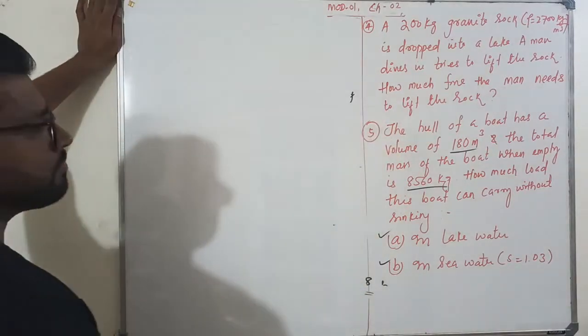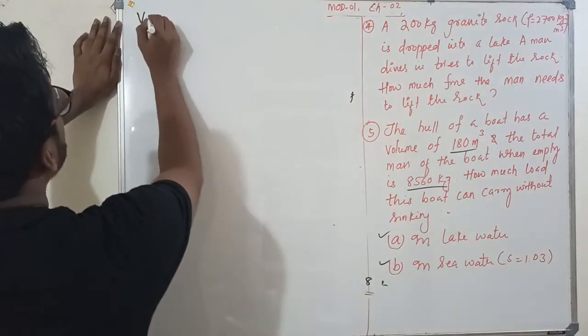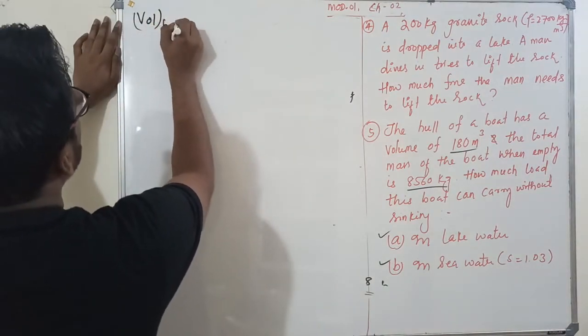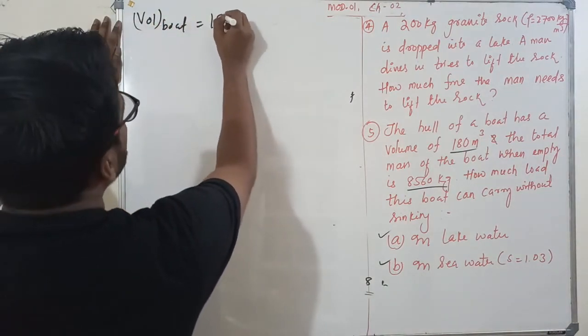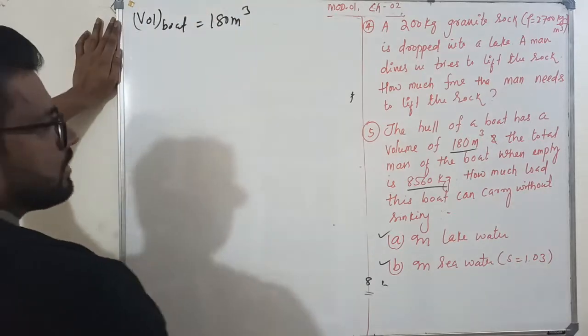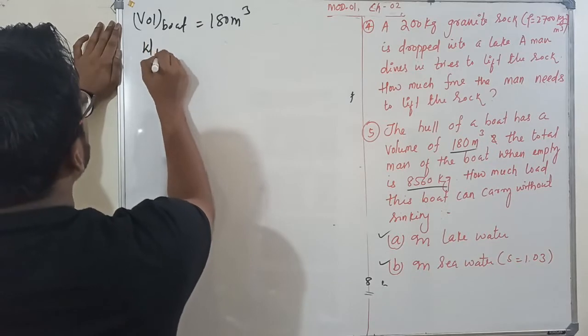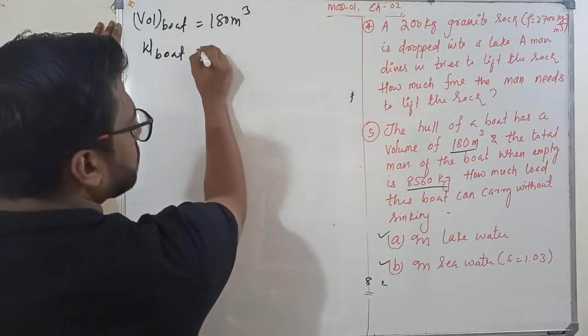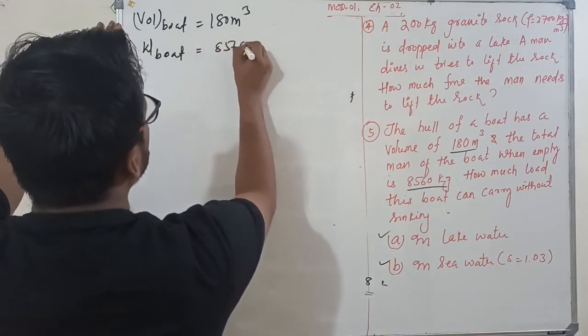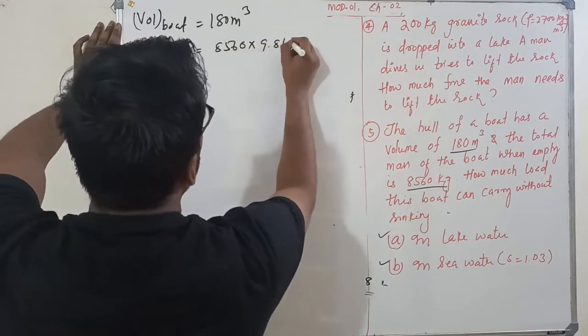So the hull of a boat has a volume. The volume of the boat is given. How much? Sir, 180 meter cube. Very good. The total mass of the boat is given, so I need the weight of the boat. Directly I write: weight of the boat is 8560 kg multiplied by 9.81.